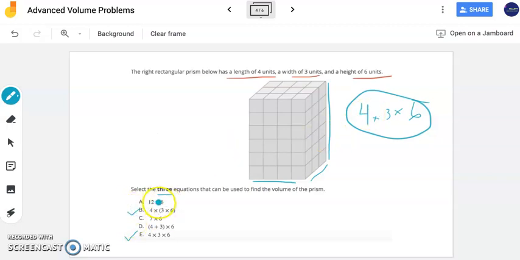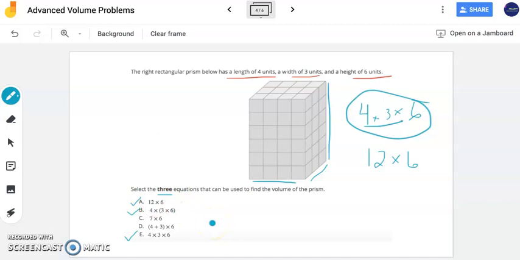And here I have 12 times 6, but I don't see 12 times 6 here. But I do notice 4 times 3 is 12, and then I multiply by my height is 6. So it looks like for A, they started the multiplying. They didn't finish it to find the final answer. But 12 times 6, all they did was take the area of the base times your height, which we know that volume is area of the base times your height. Therefore, A, B, and E are all correct answers.